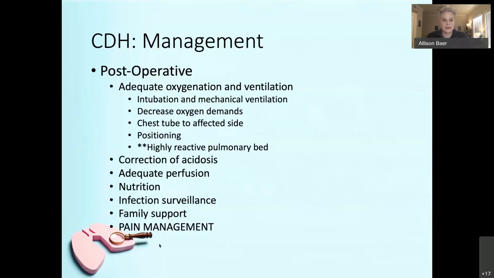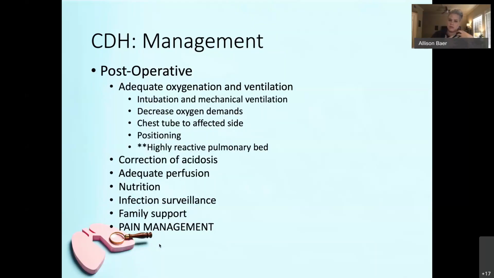Again, their lungs did not get a chance to develop, and so it takes a long time to slowly re-expand and let those lungs grow and develop like they should. So these kids have a long course if they survive. You're going to have a chest tube on that affected side.